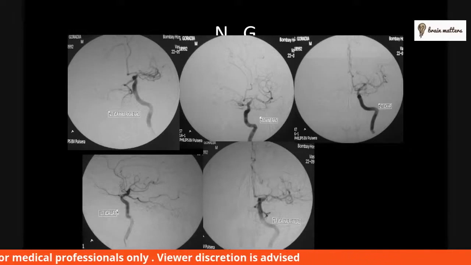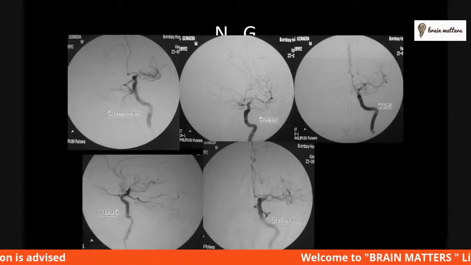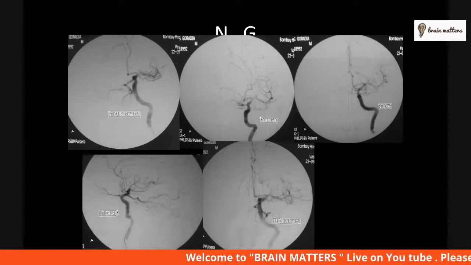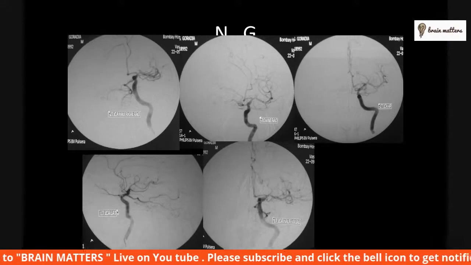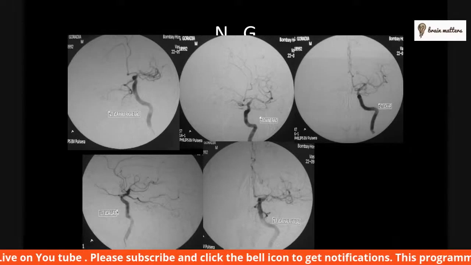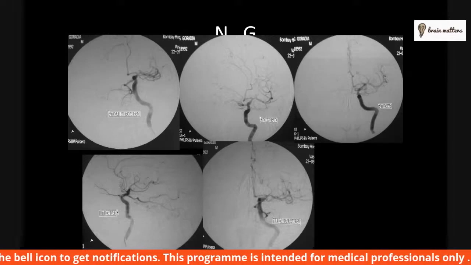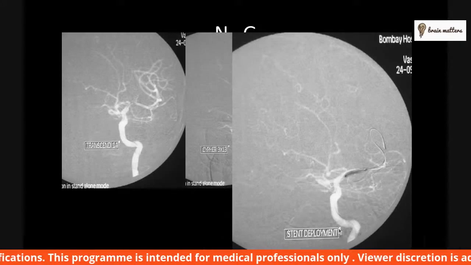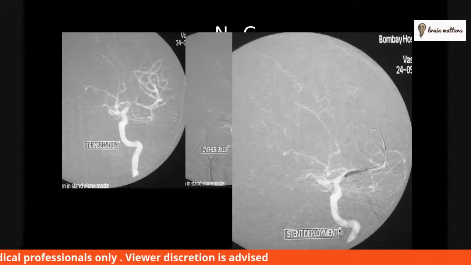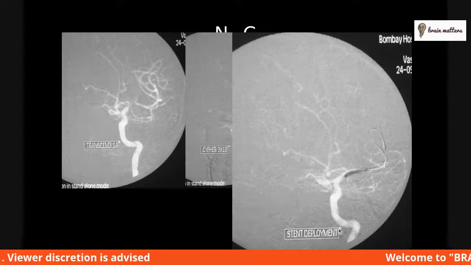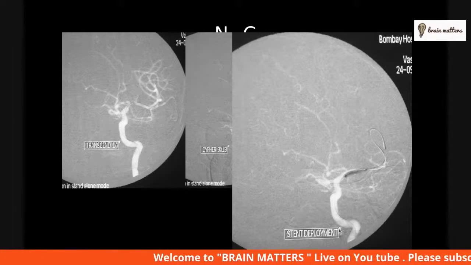This is the left side. On the left side, there is a tight stenosis at the origin of M1. The distal flow beyond is quite good. On this side also, the PCA is large. So the PCA did take over the supply of the MCA territory. And since this patient had a very tight stenosis, it was decided to do angioplasty stenting.